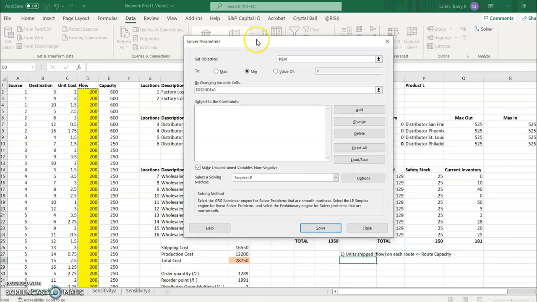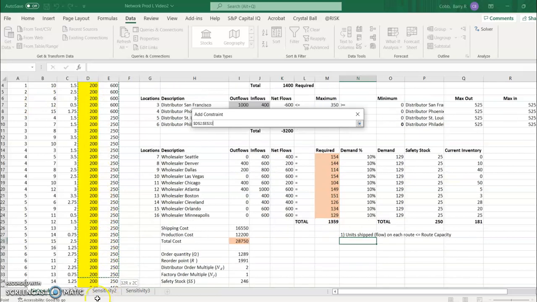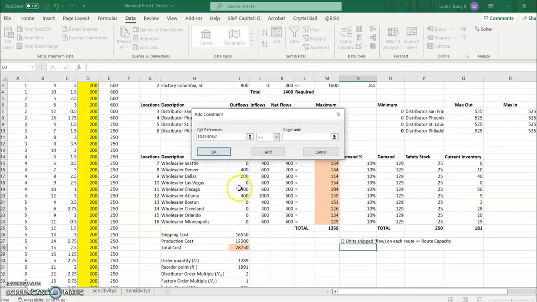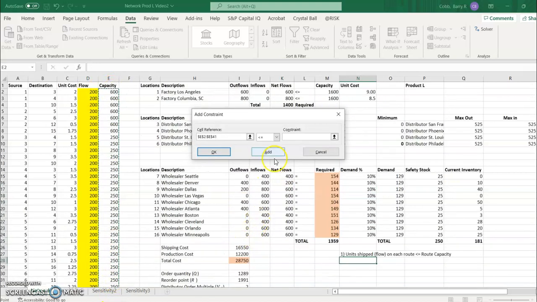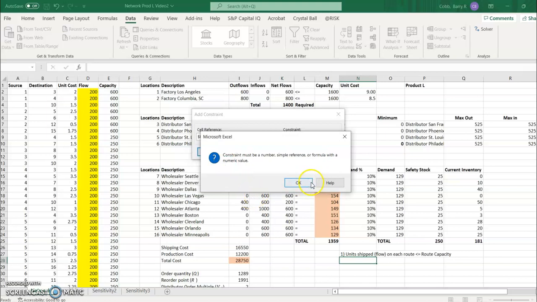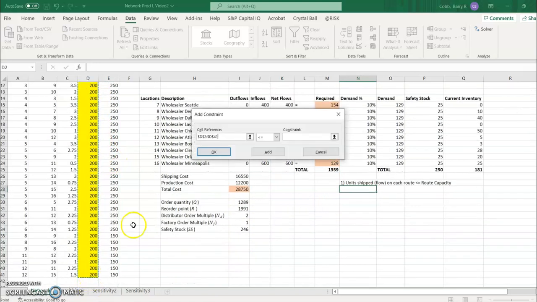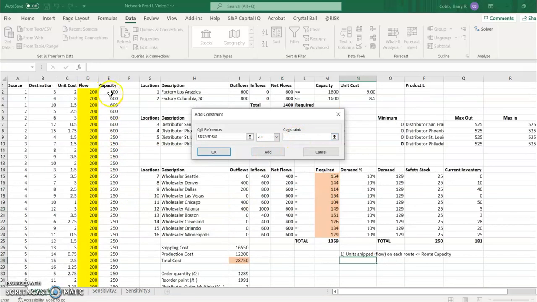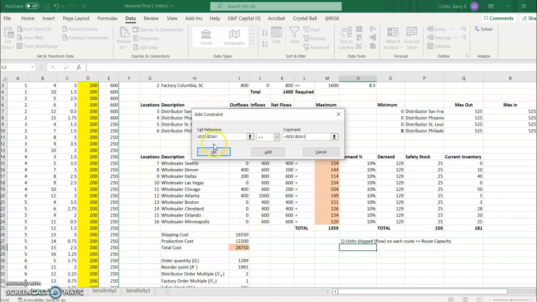And then we'll go ahead and add the first constraint, which is that the flow on each route is less than or equal to the capacity on that route. Okay, so that should be flow less than or equal to capacity: the column D values less than or equal to the column E values.